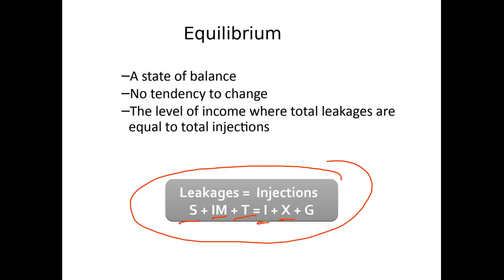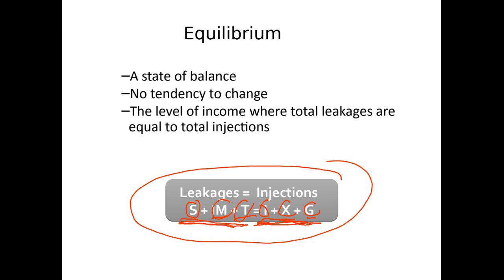Remember, I am not saying that savings equals investment, imports equal exports, or taxes equal government expenditures. This is not what I'm saying. I'm saying if you add all these leakages, then this must equal, at equilibrium, all these injections together, not individually. So this is the meaning of equilibrium. Now, what would happen if leakages are not equal to injections?